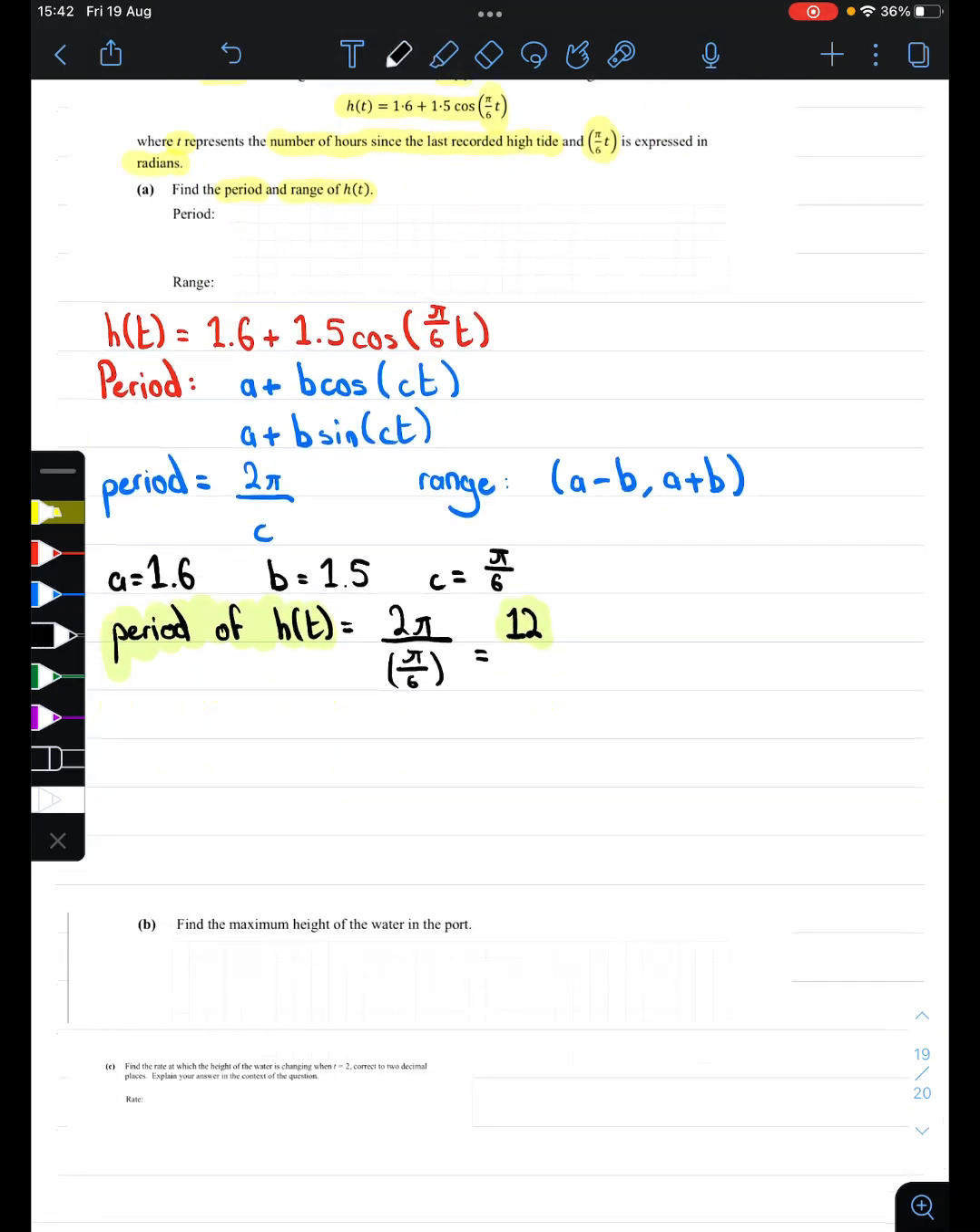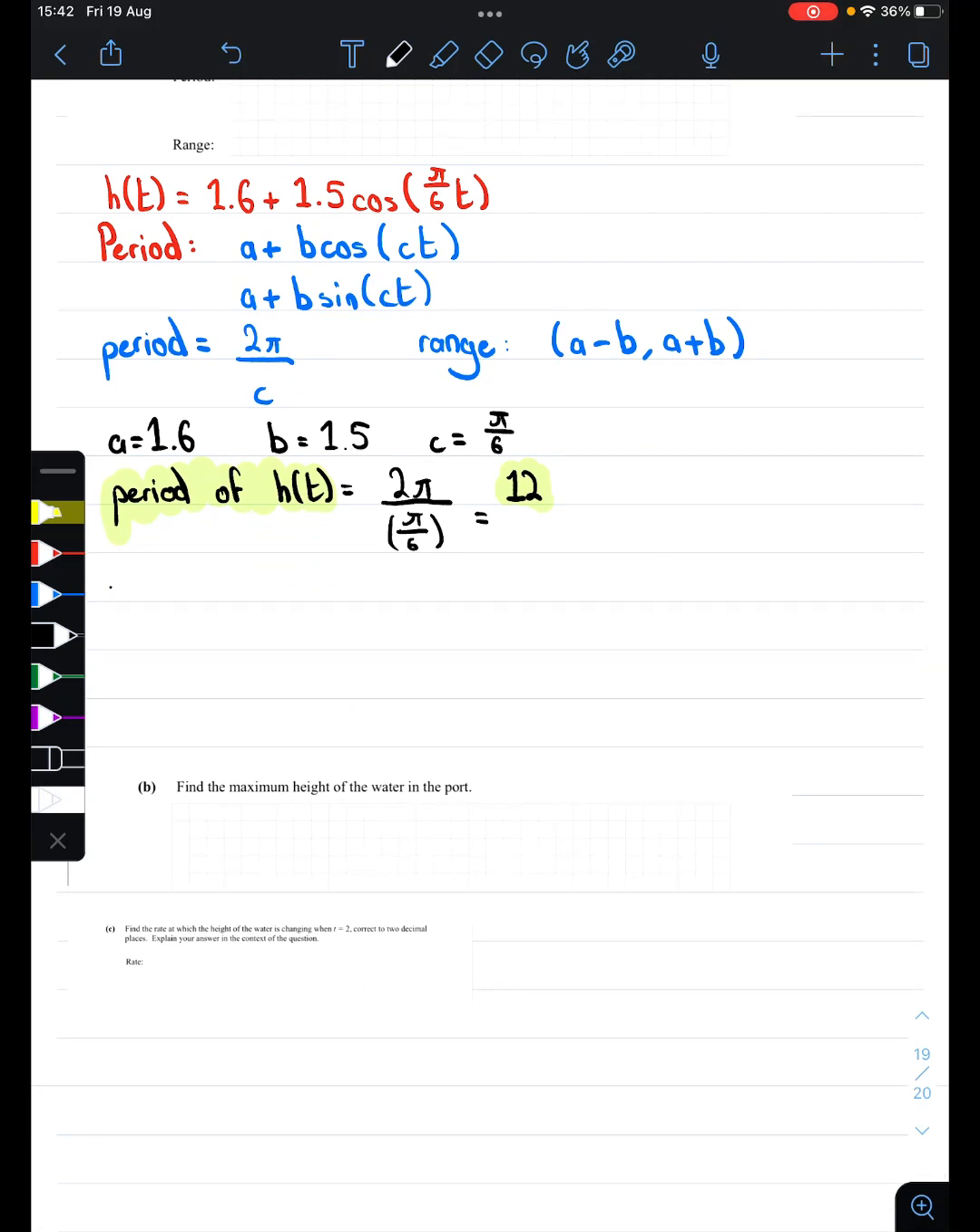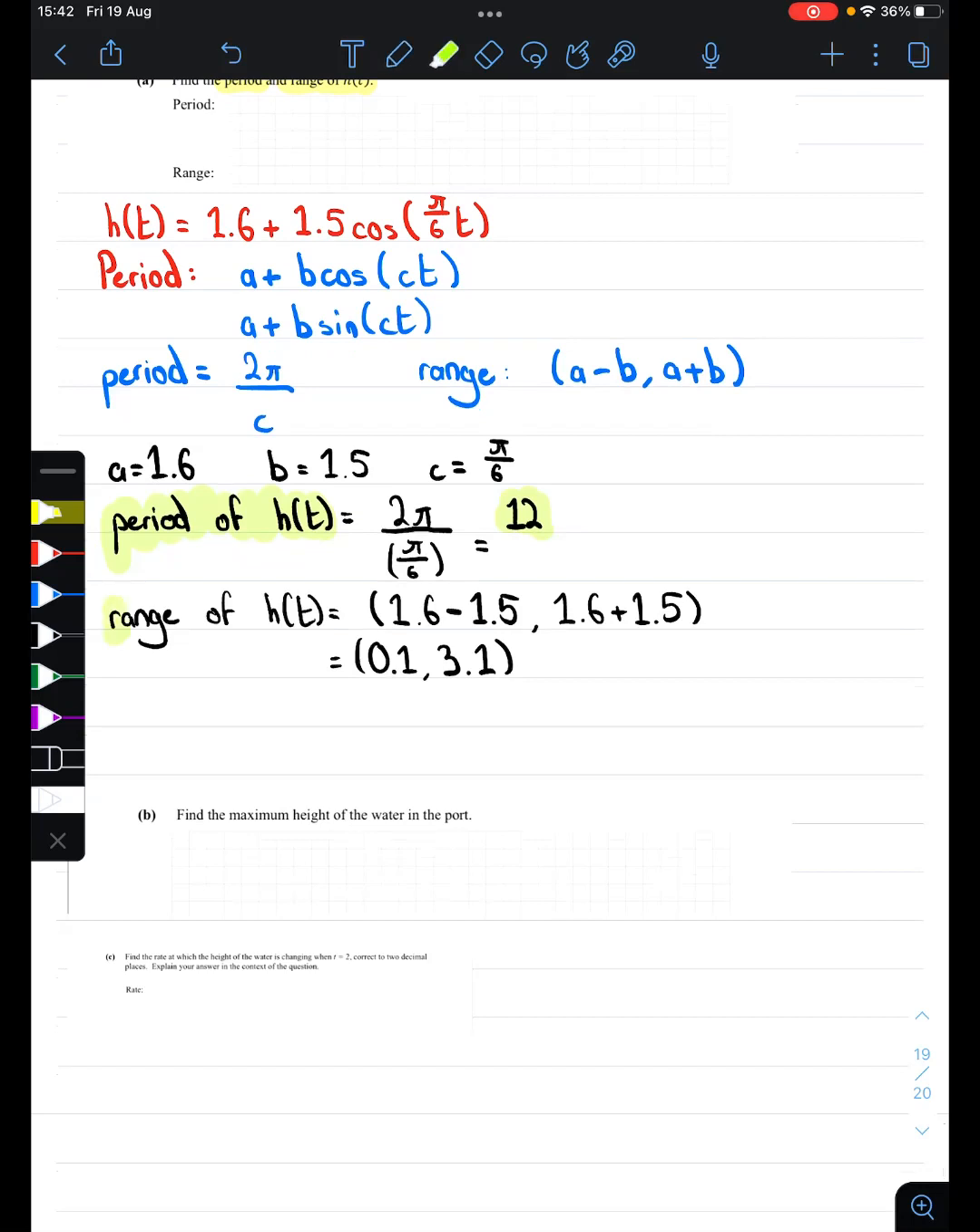And then if we use our formula for the range of h of t, a is 1.6 minus b 1.5 to 1.6 plus 1.5, or 0.1 to 3.1. So that is our period of h and the range of h.